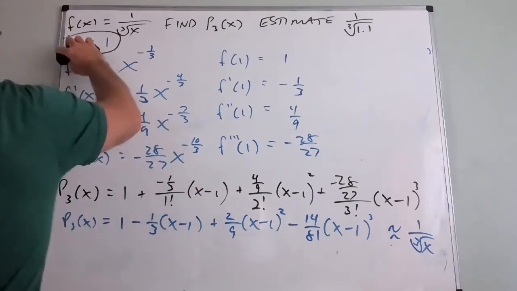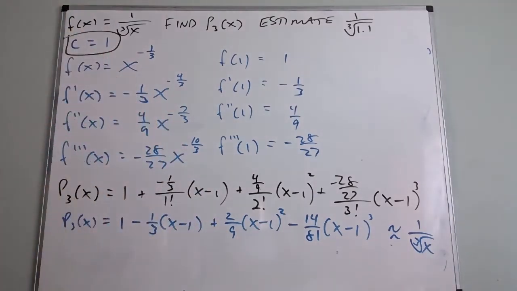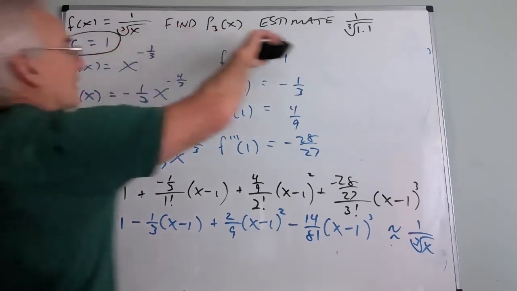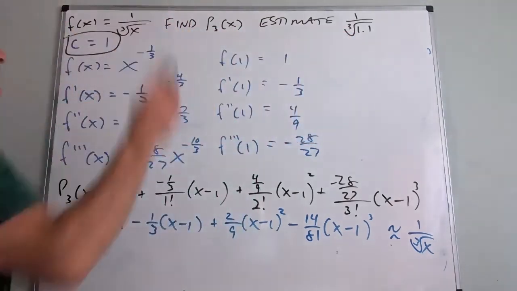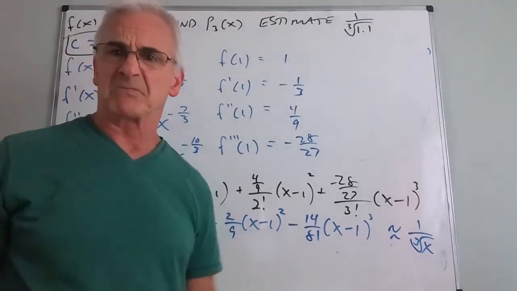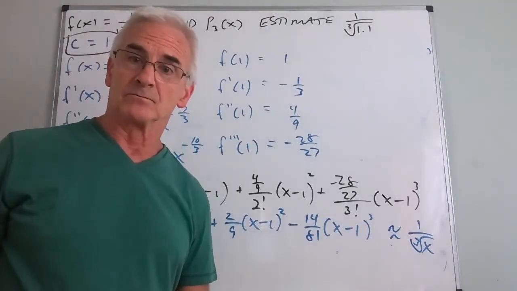Sir, I've been meaning to ask, in the beginning, the question was find P3 of x, estimate 1 over the cube root of 1.1. Why did we pick 1.1? I just picked a value close to 1. Why can't we use just 1 then?